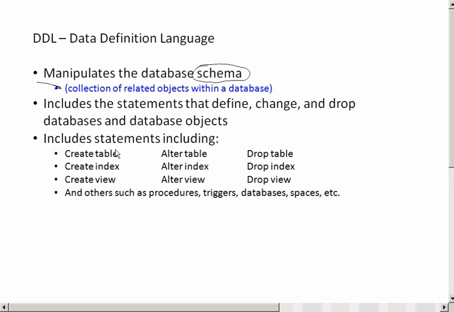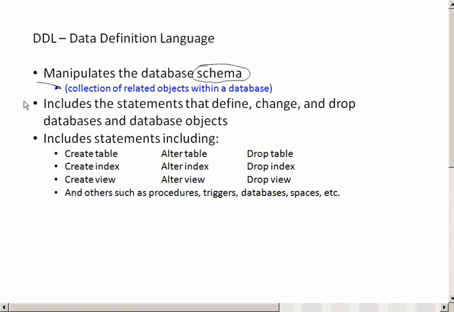Now, if you think about it, all of these things you're seeing down here, such as a table, an index, a view, procedures, triggers, databases, data spaces, etc., are all objects within the database. All of these objects collectively that are related to each other are the schema. And generally what happens within most relational database systems, the thing that relates them together is in fact a user. So the schema is all of the database objects that are owned by a specific user.